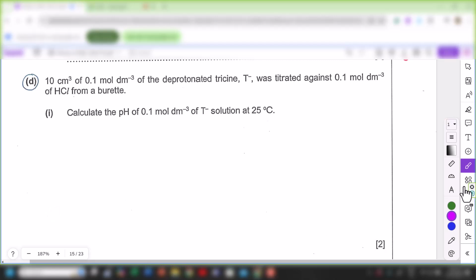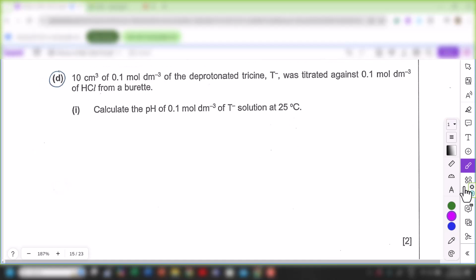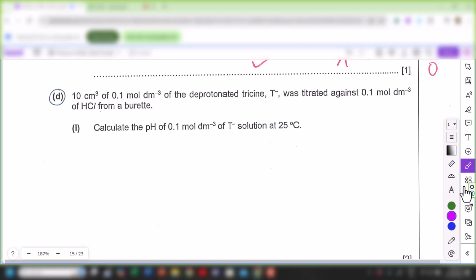Part D question asks: the deprotonated trypsin was titrated with this. Calculate the pH of 0.1 mole of the trypsin at 25 degrees C. Acid-base equilibrium again, right? This is simply the conjugate base, the salt in that sense. So at equilibrium, what happens? It undergoes hydrolysis to give HT plus OH minus, right?